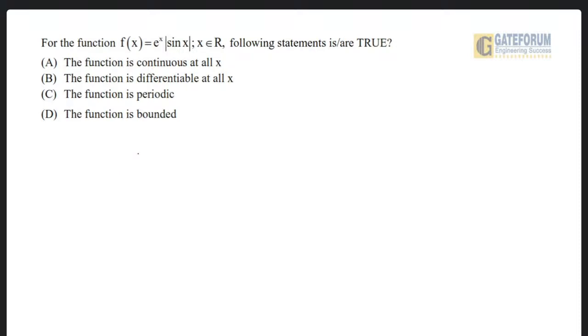So finally, I can conclude that f of x is equal to e to the power x mod sin x is continuous at all x. Okay. So only option A. So the answer is A only. This is the end of the question.